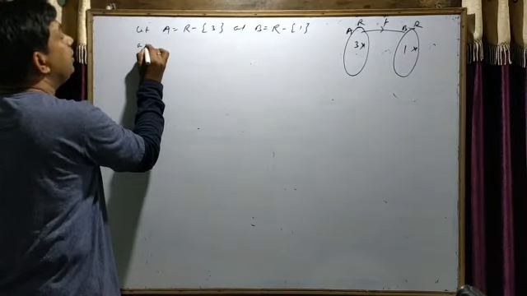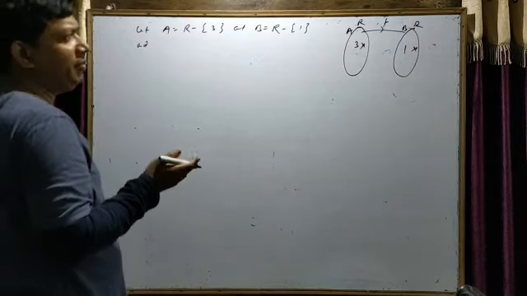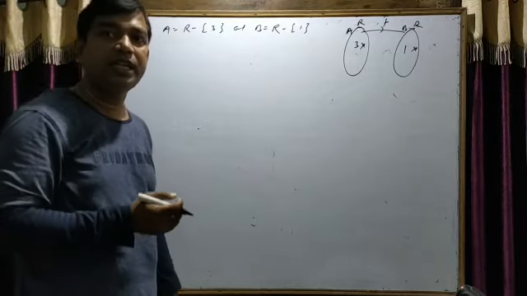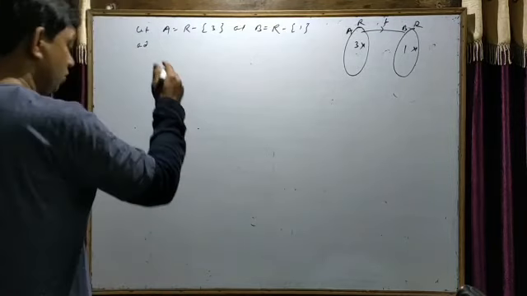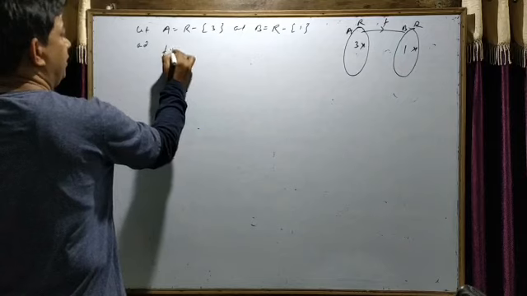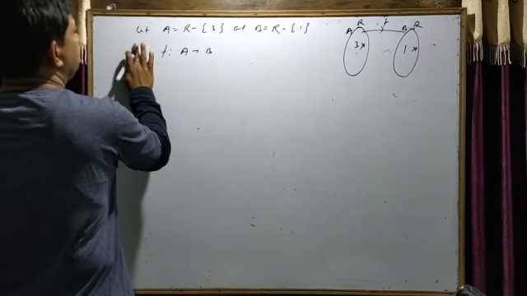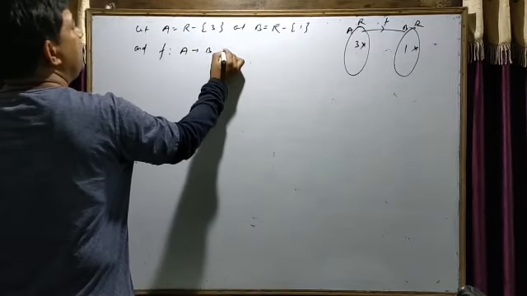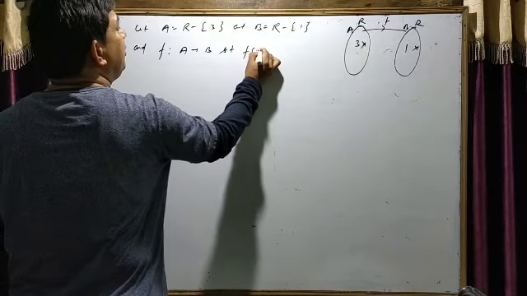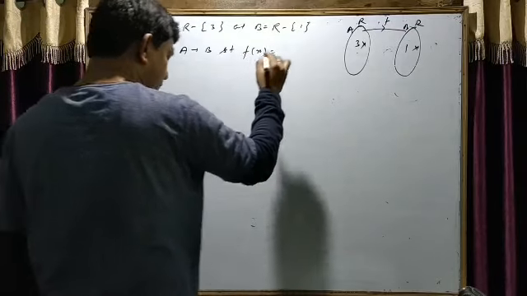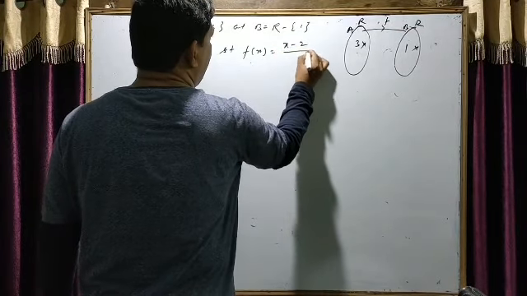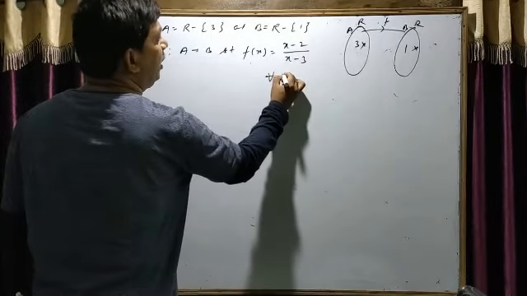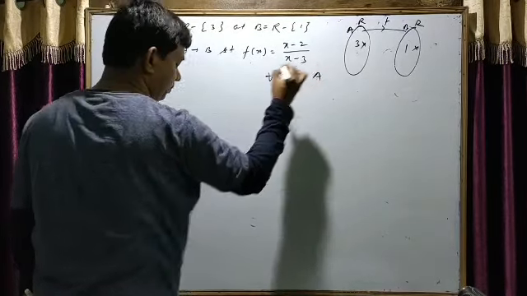After that, if it is a function, then the rule is always defined. I told you a function is nothing but a rule, and the rule is always defined. So what is the rule? F is a function from A to B such that f of x is equal to x minus 2 by x minus 3 for all x belonging to A.